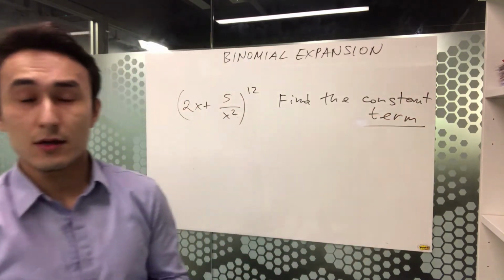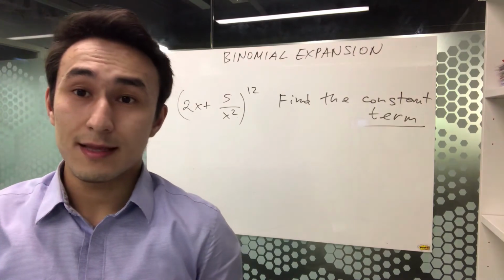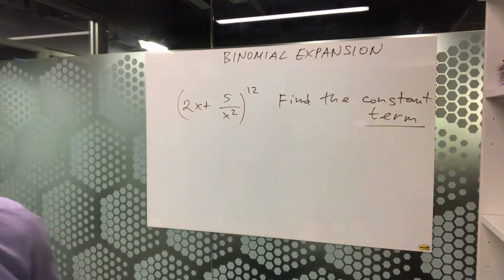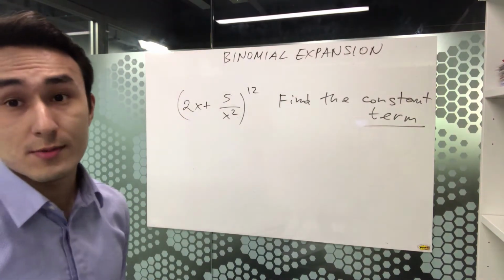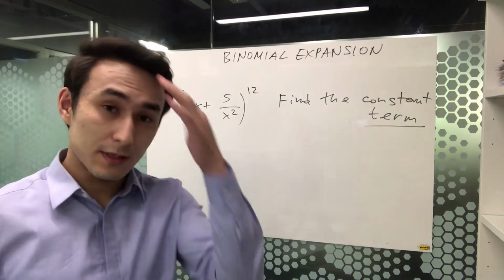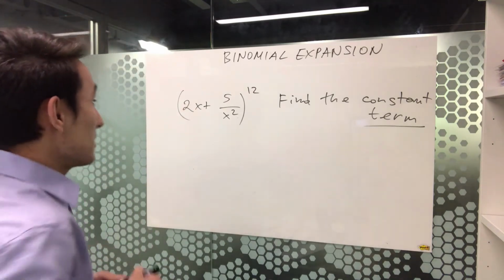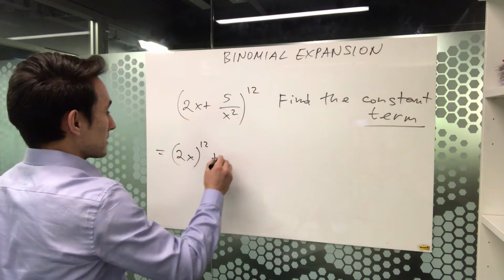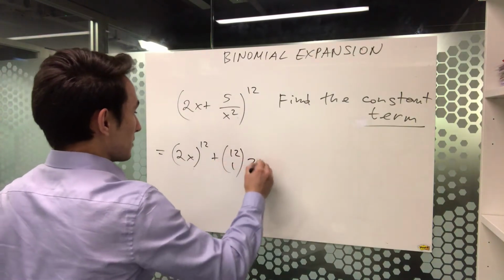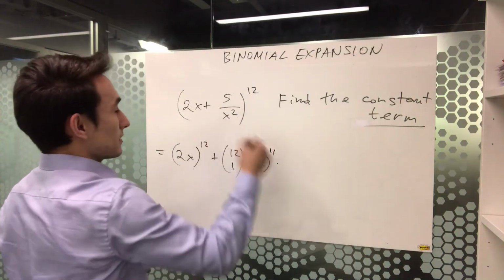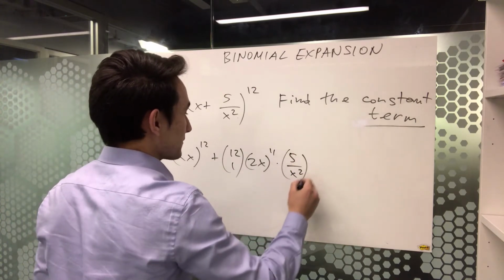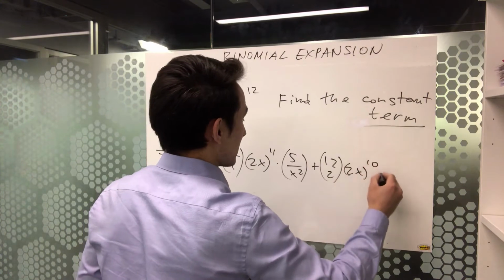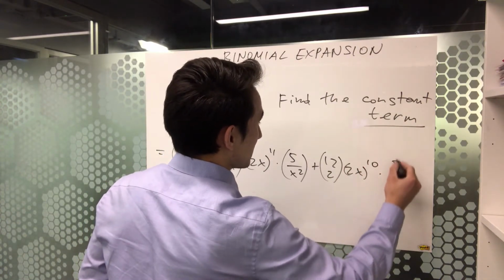As you might have guessed, constant term means a term that doesn't have any x in it. There is no x. So we'll just expand a few terms and see what happens. Always first, please expand a few terms and see what happens. This will be (2x) to the power of 12, plus 12 choose 1, (2x) to the power of 11 times 5 over x squared, plus 12 choose 2, (2x) to the power of 10, and then 5 over x squared squared.